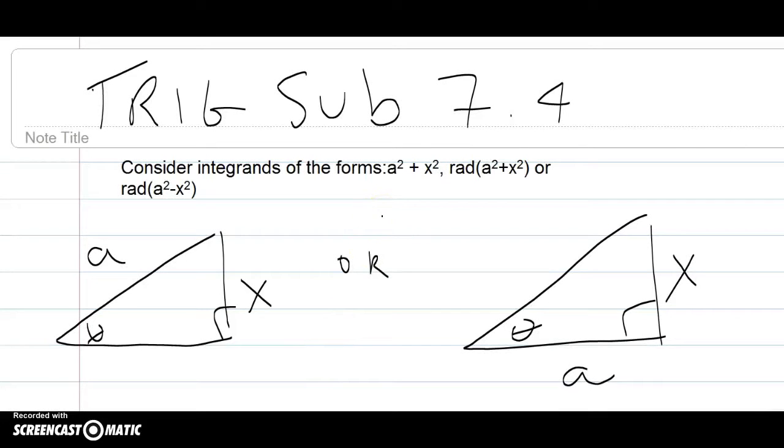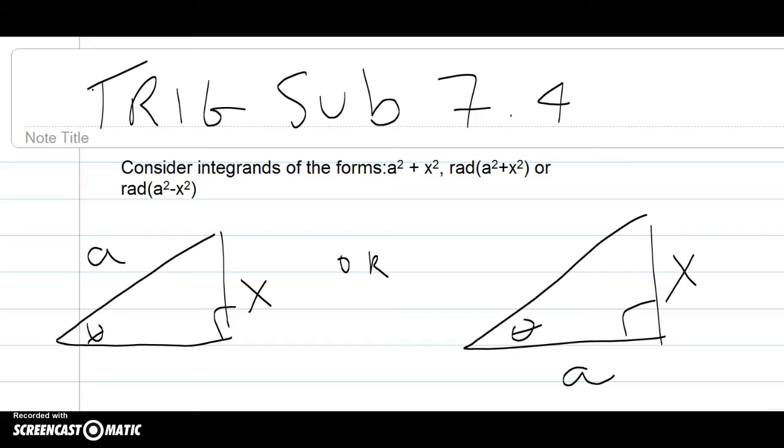We're going to talk about the next section of 7.4, which is integrating by trig substitutions. This is very similar to when we did a u substitution, where the goal is we want to replace something in the integral with something else equivalent that's easier to integrate, and then we'll replace back. This works for expressions in the integrand that have the form of a squared plus x squared, or the square root of a squared plus x squared, or the square root of a squared minus x squared.